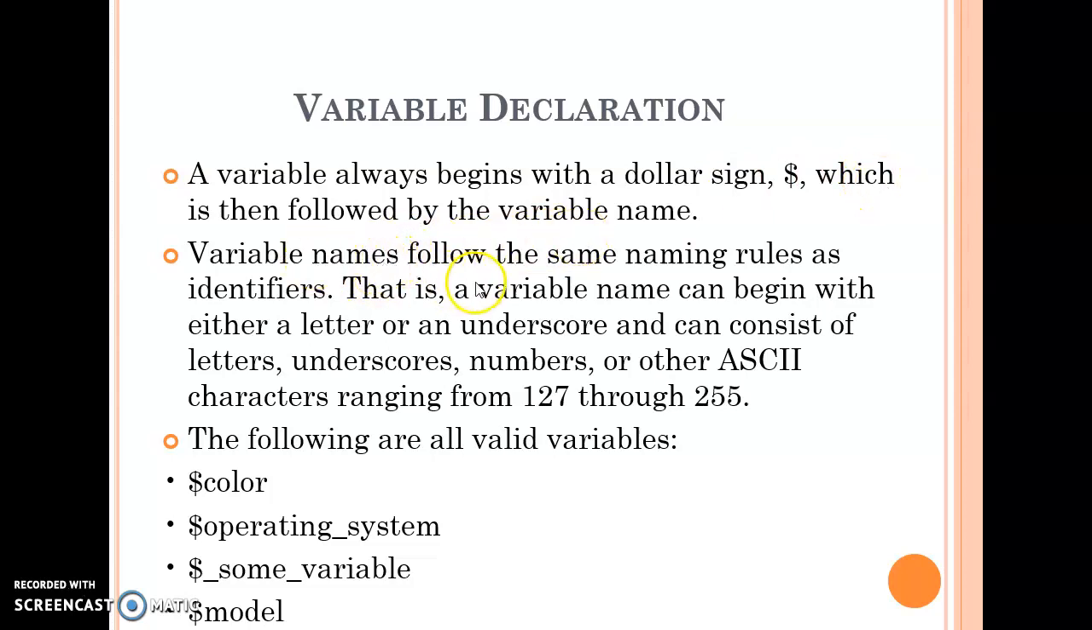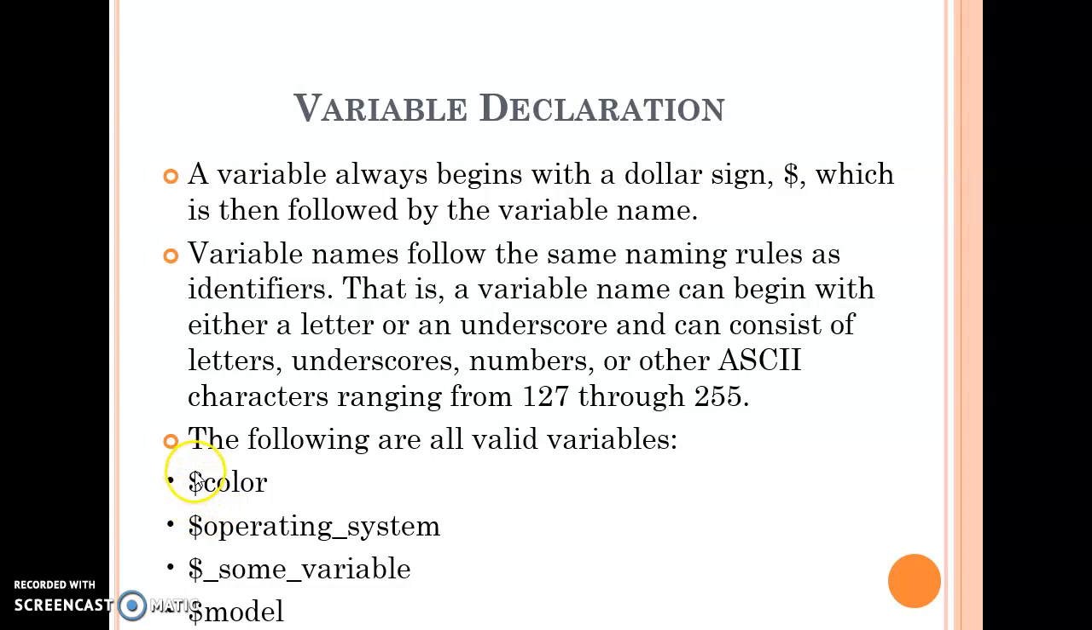Variable names follow the same naming rules as identifiers. That is, a variable name can begin with either a letter or an underscore and can consist of letters, underscores, numbers, or other ASCII values ranging from 127 through 255. The following are examples of variable declaration.